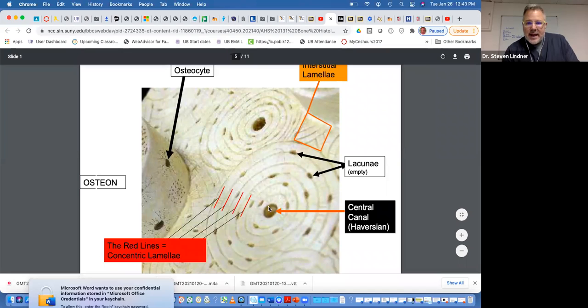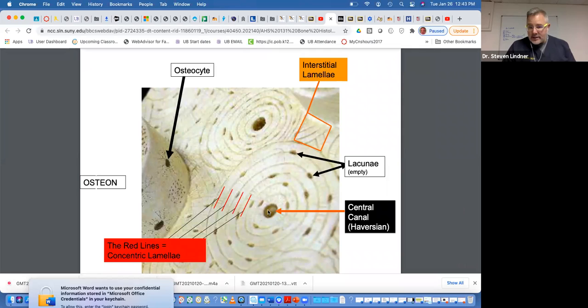Here's your central canal or your Haversian canal. That's where your blood vessels travel. Not just arteries, but veins and nerves and lymphatic vessels. They all go through the center of the osteon.